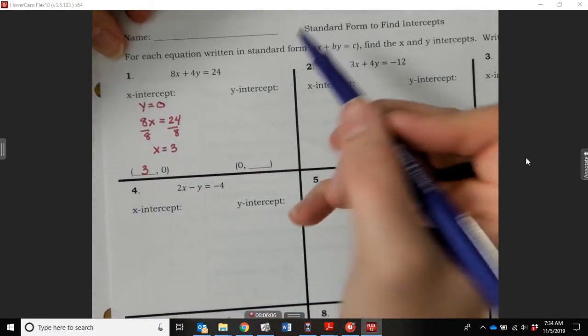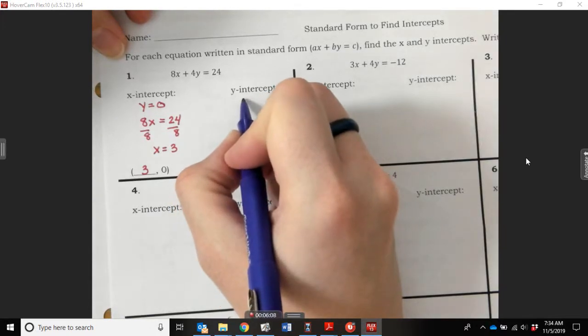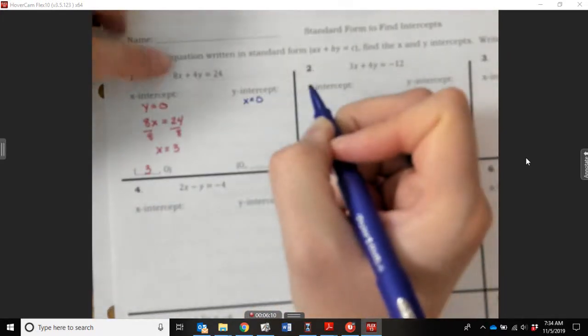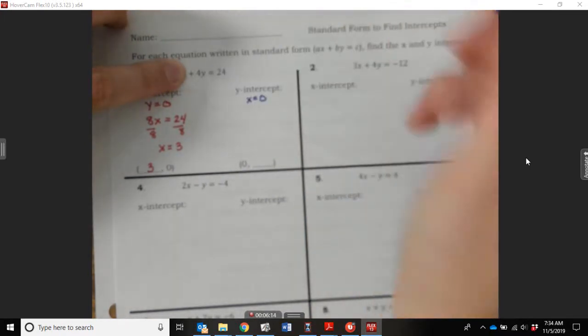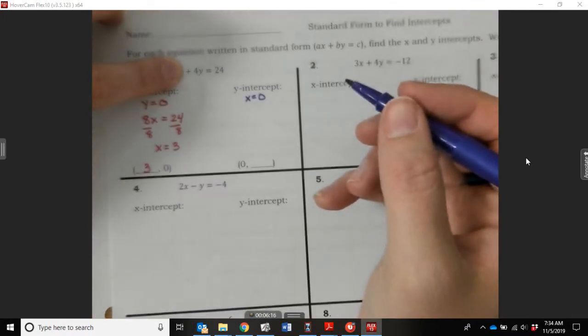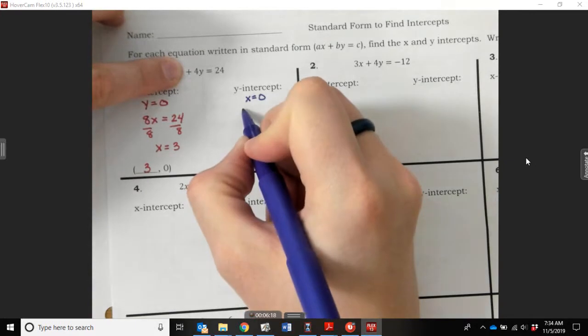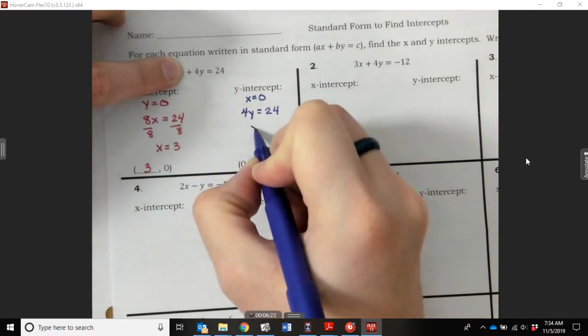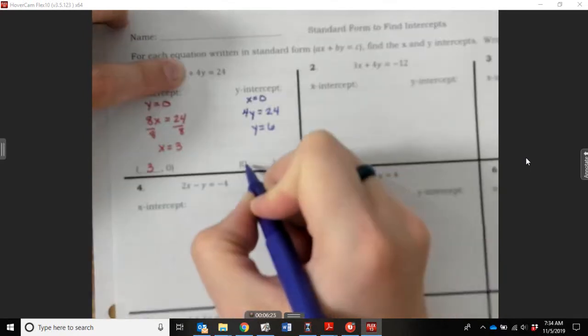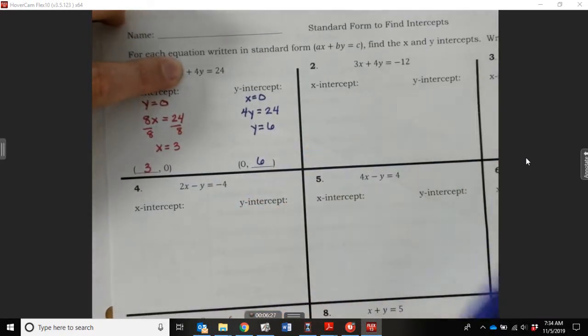And then over here on the y-intercept, I know that my x is 0. So if x is 0, it goes away. And what's left is 4y equals 24. And it's a positive 4y equals 24. We divide both sides by 4 and we get 6. So (0, 6) is the ordered pair.